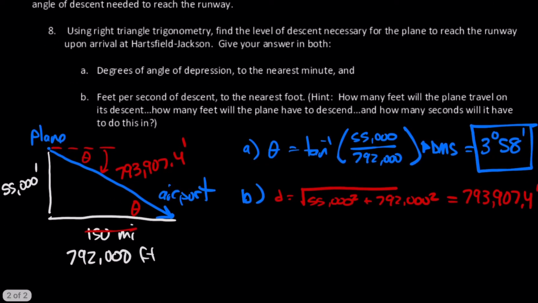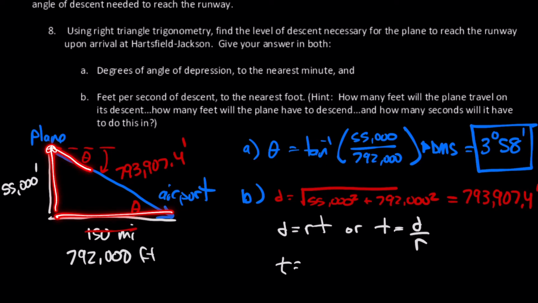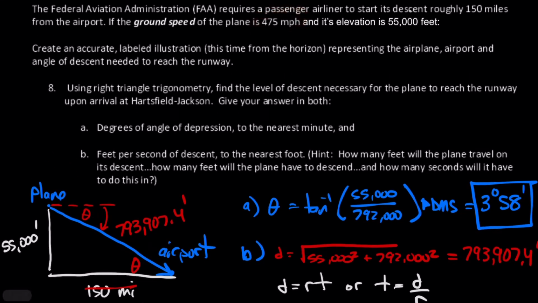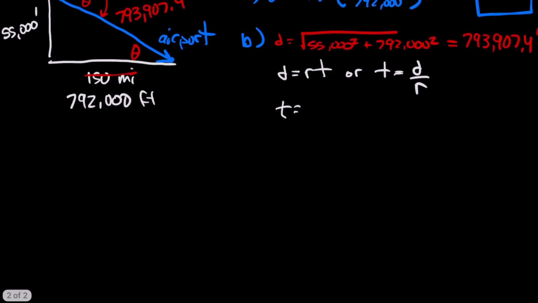How do we do that? We have to remember a simple formula: distance equals rate times time. And if we need time by itself, it's simply distance divided by rate. So if I need to figure out the time it's going to take for the plane to fly from its position, 55,000 feet up, 150 miles out, to the airport, whose distance is that, and ground speed is 475. Oh, wait a minute, 475 miles per hour. This is in feet, so first we need to convert that to feet per second.